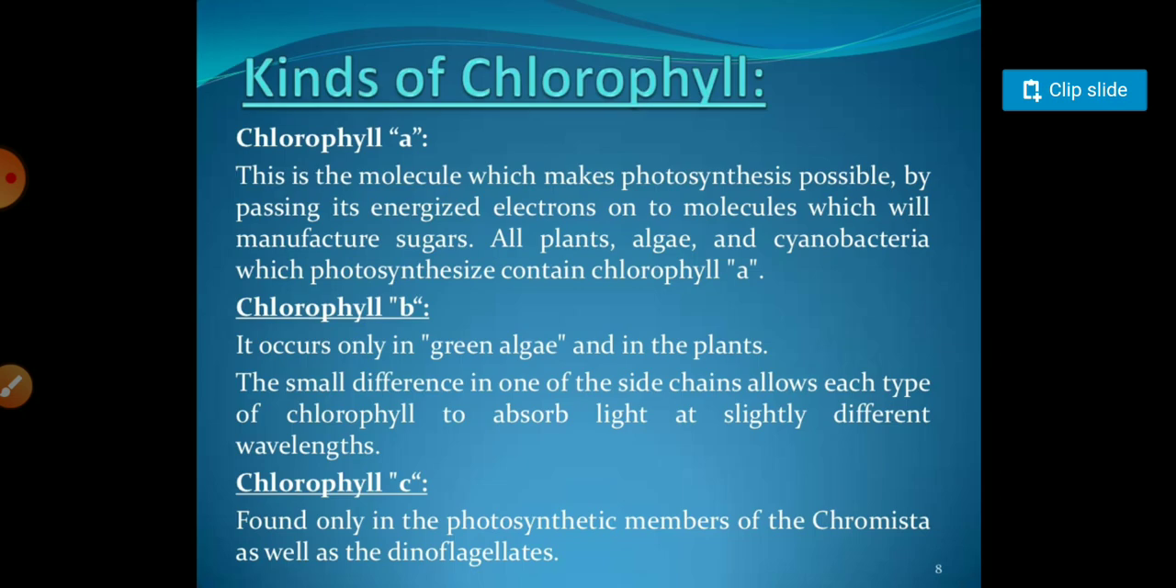Chlorophyll is commonly present in three types: chlorophyll A, chlorophyll B, and chlorophyll C. Chlorophyll A is present in all kinds of algae and cyanobacteria, and is responsible for photosynthesis. Chlorophyll B is present in green algae, and it is slightly different from the other chlorophyll by the side chain, and it absorbs light at a different wavelength. Chlorophyll C is found in photosynthetic members.